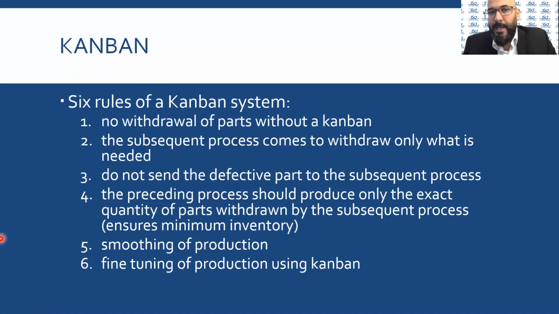Six rules for a Kanban system. Number one, no withdrawal of parts without a Kanban. As long as you don't see a card, don't withdraw, don't move parts. The subsequent process comes to withdraw only what is needed. So this is just exactly look into the card. Some of the cards are just for visual management.